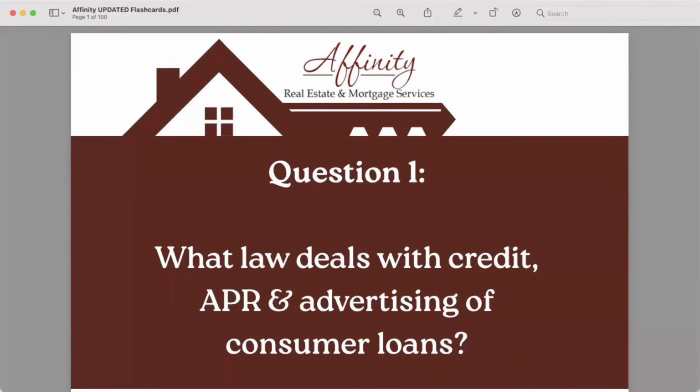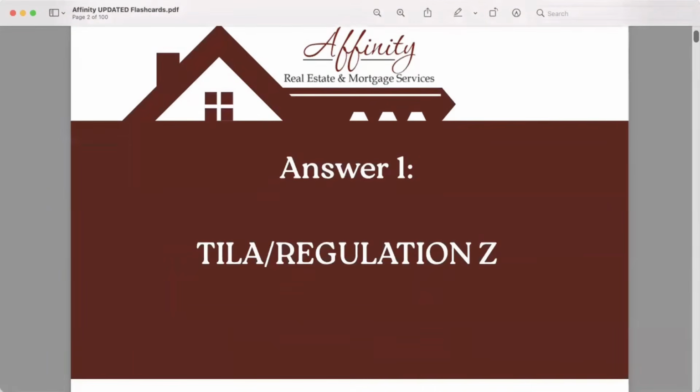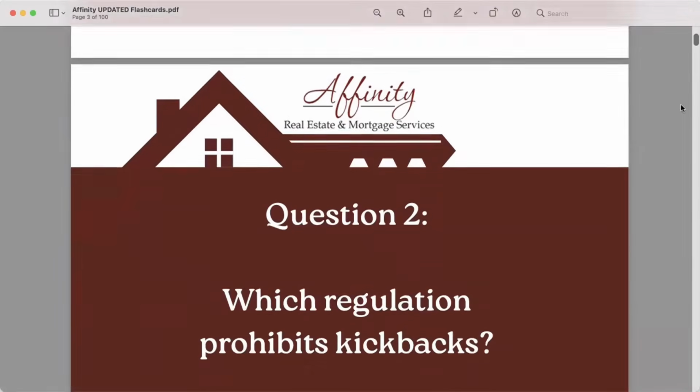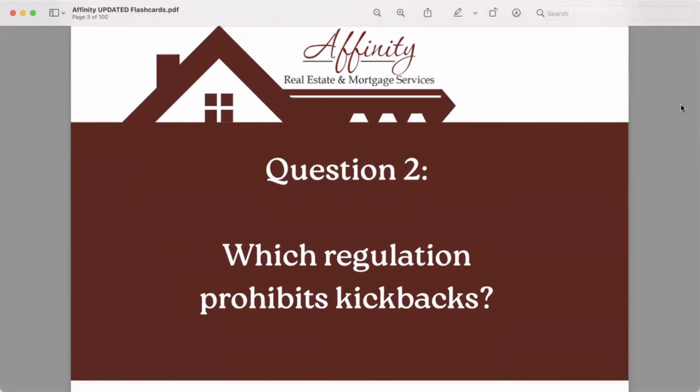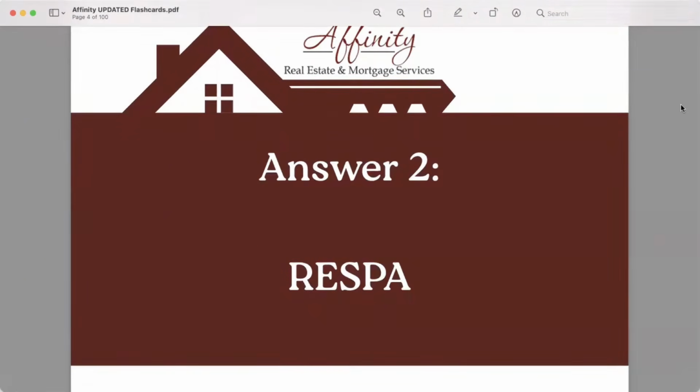Question number one, what law deals with credit, APR, and advertising of consumer loans? The answer is TILA, Regulation Z. Question number two, which regulation prohibits kickbacks? The answer is RESPA.